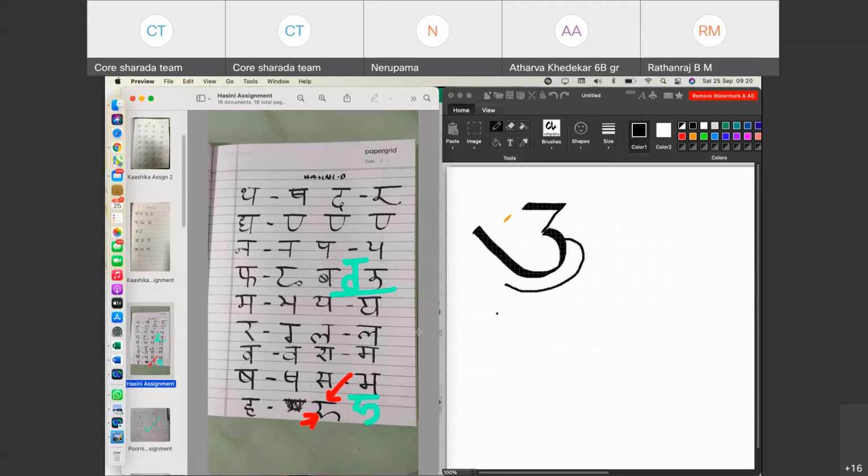Also appreciating the fact that the calligraphic pen is being used. So nice job there, Hasini. Keep practicing it with the calligraphy pen that you're using.